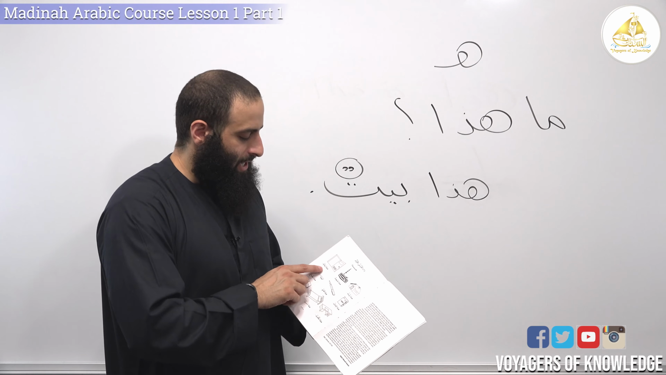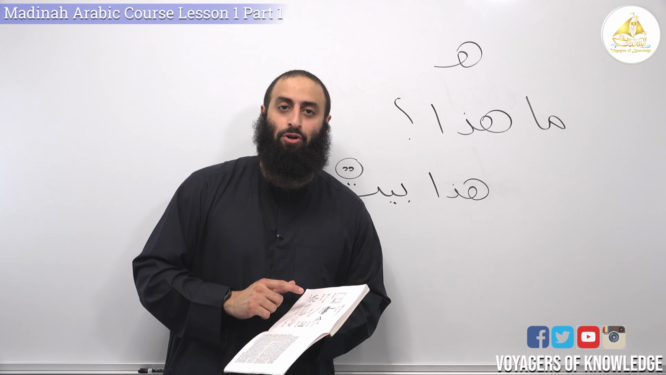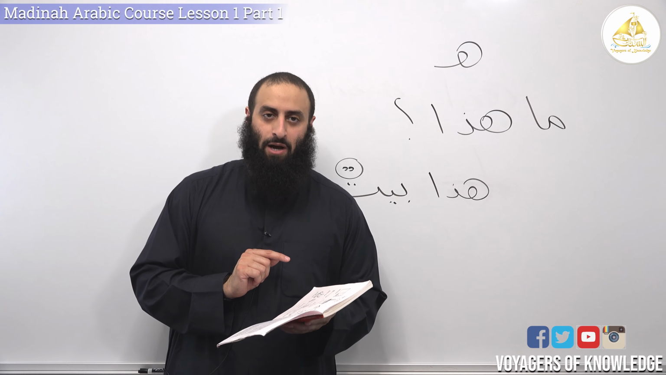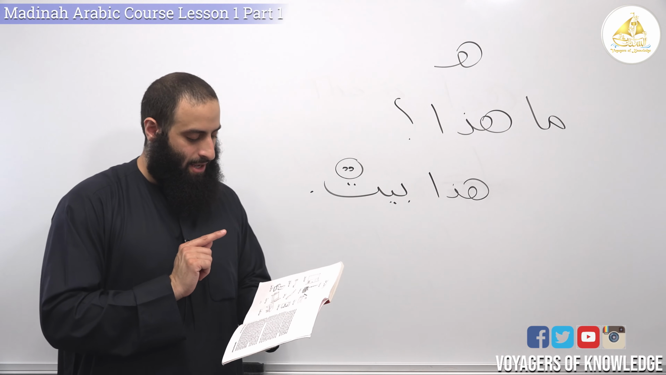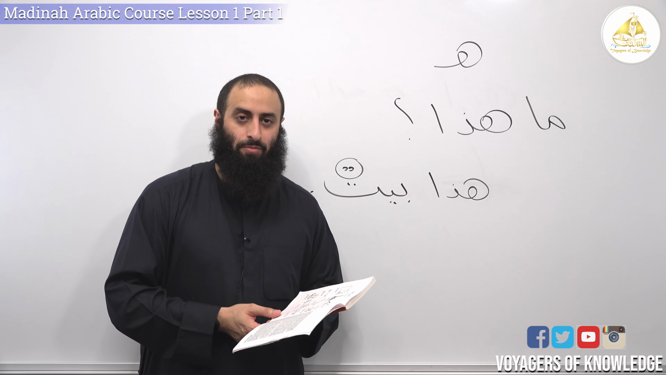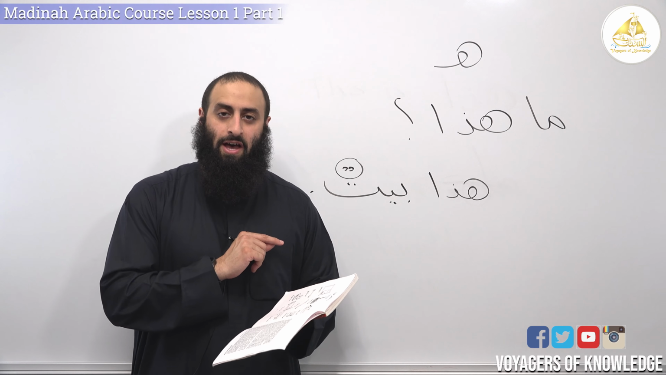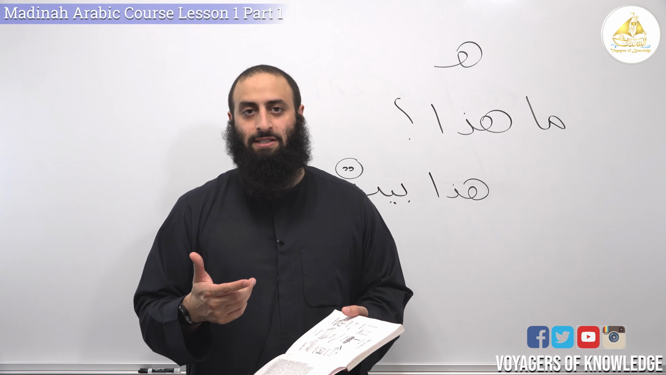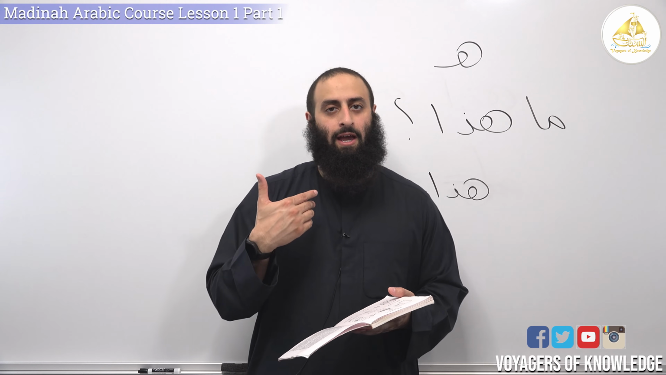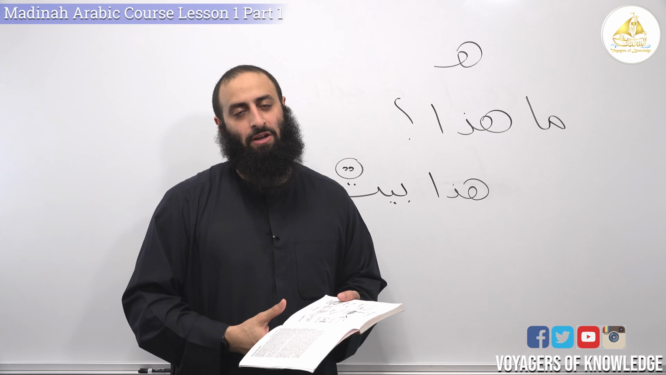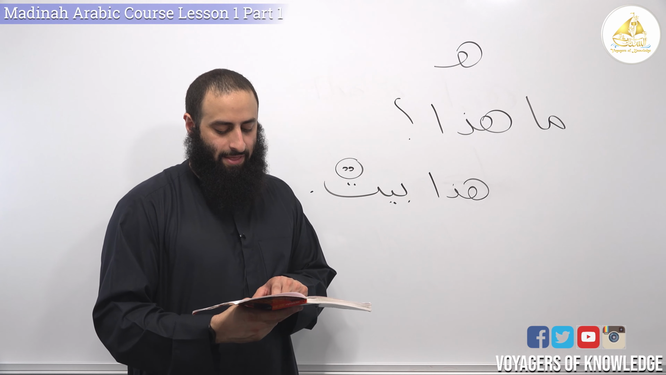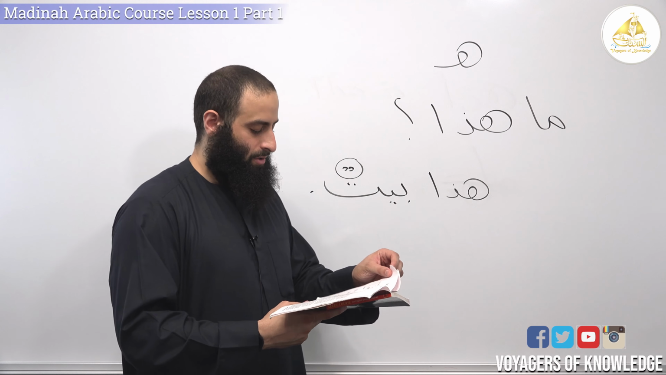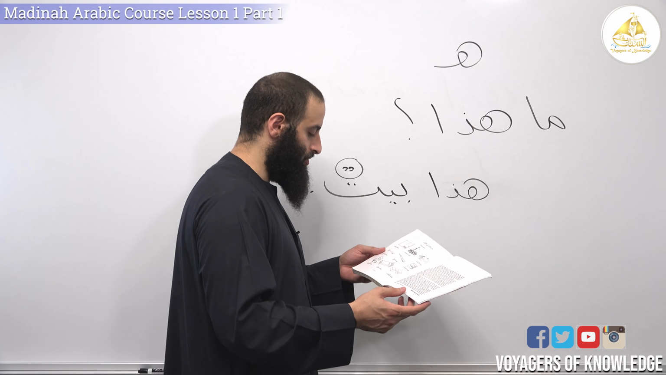So go ahead and repeat again. هذا باب. Next, هذا كتاب. After that, هذا قلم. هذا مفتاح. This is the pronunciation portion of the lesson, guys. You're supposed to be reading and trying to mimic my pronunciation as well. هذا مكتب. هذا سرير. هذا كرسي.